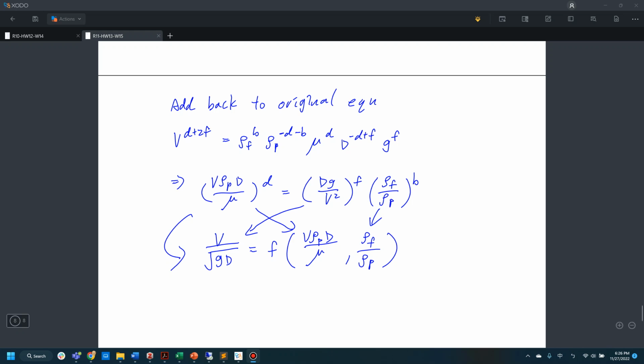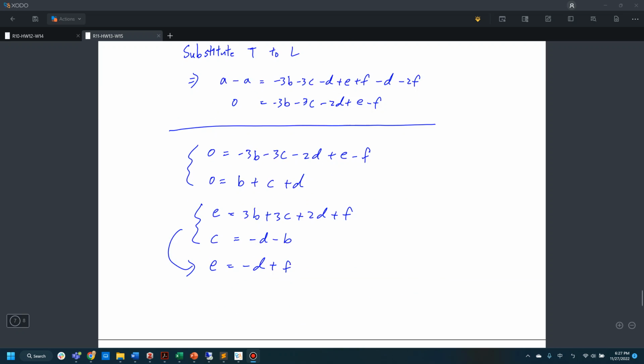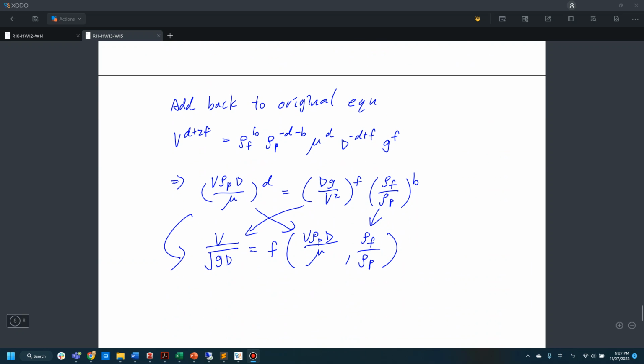Okay, so basically you can express any functional equation using pi 1, pi 2, pi 3, these three terms that we identified using the exponent method.